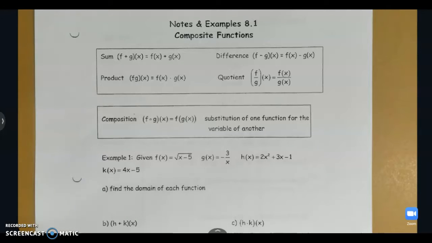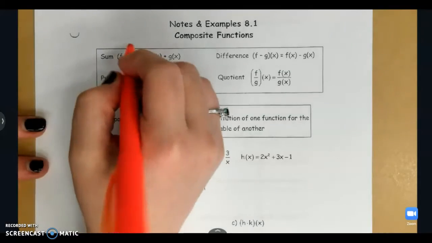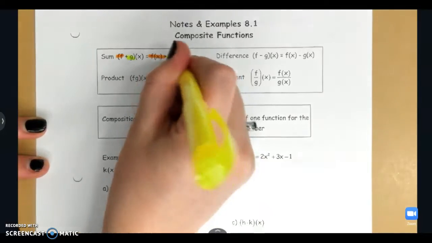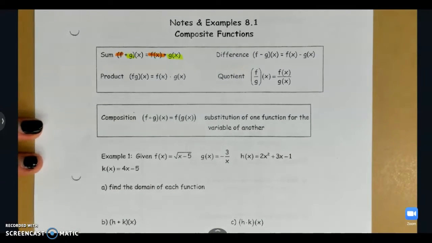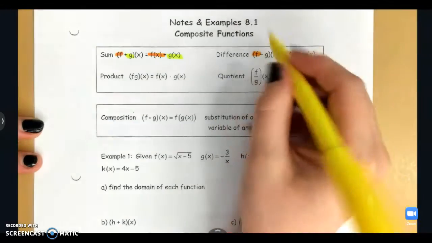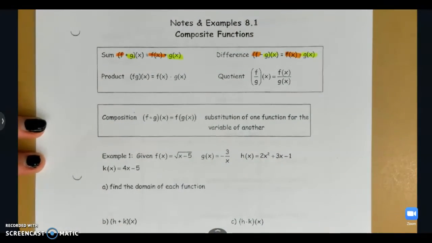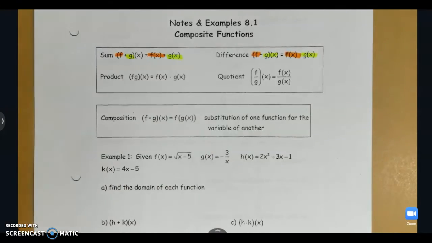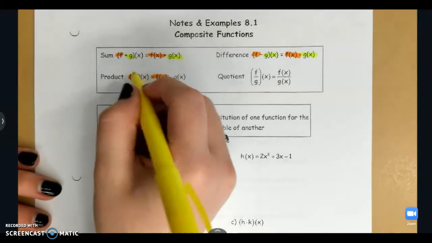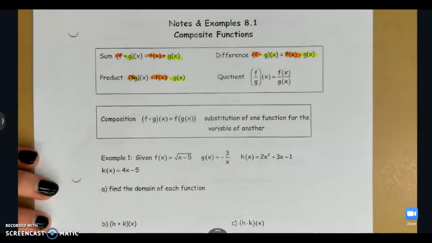So first, when I have f plus g of x, that simply means I'm adding my f function and my g function. I've got two different functions and I'm adding them together. Same story for difference. I'm subtracting them. Okay. Product, you're usually going to see a tiny little dot between the f and the g actually, and you're just going to be multiplying your f and your g, whatever they may be. And then quotient, of course, is dividing.